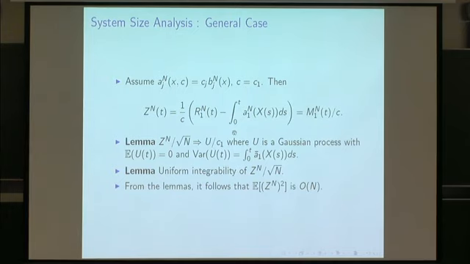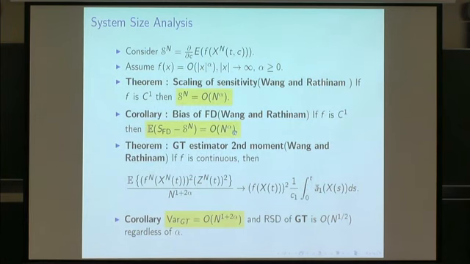So in this proof, we assume that the process remains bounded, in a bounded domain. So relaxing that will probably involve using some stopping arguments. Okay. So system size analysis continued. So if I have f growing with x like this, then the sensitivity scales like n to the alpha. The bias of the finite difference scales like n to the alpha.